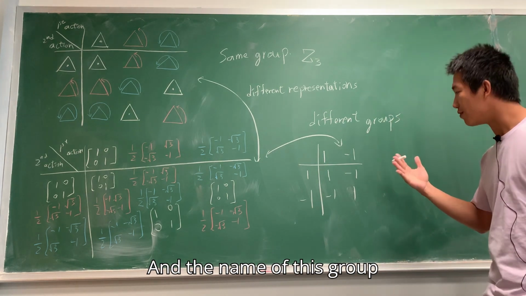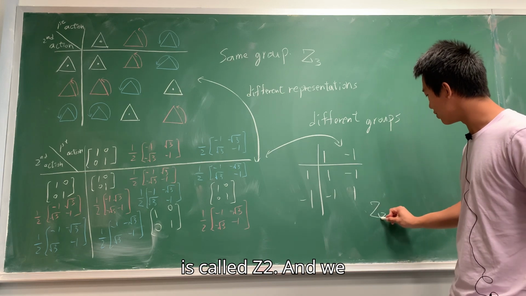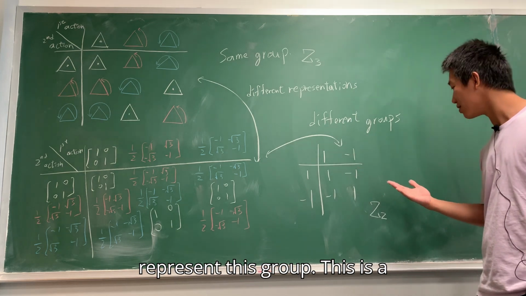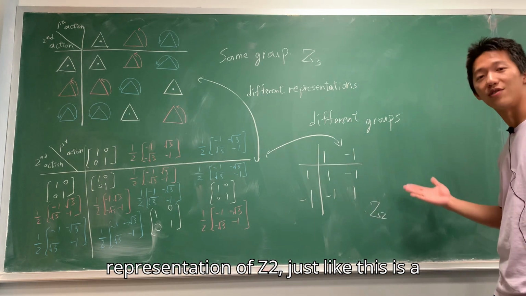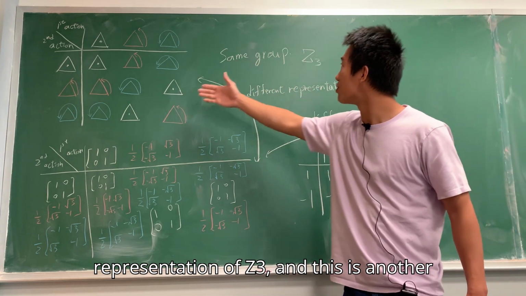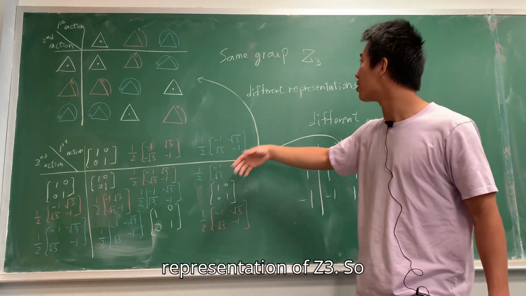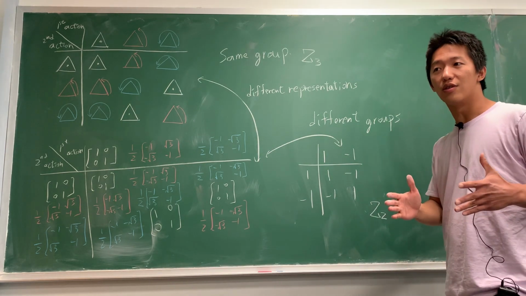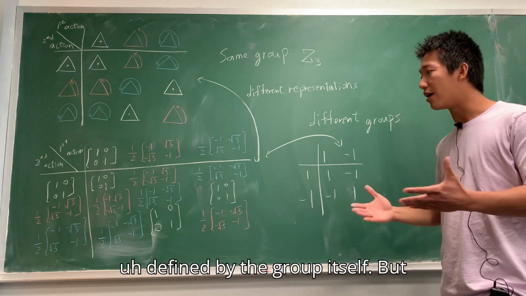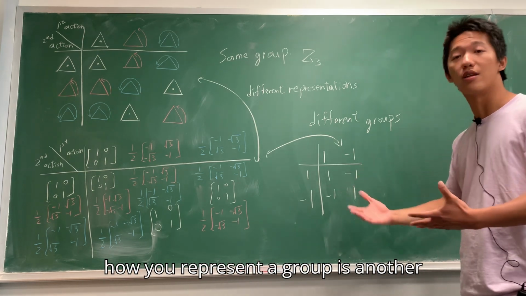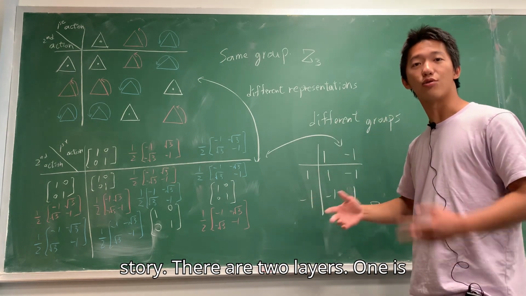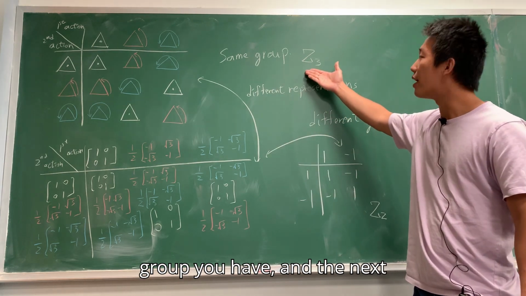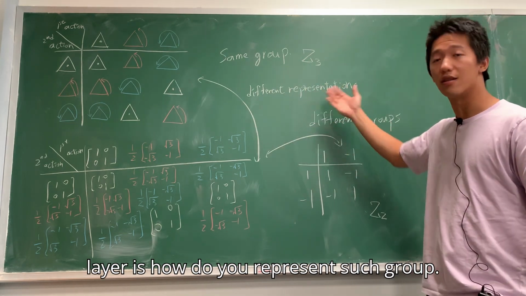The name of this group is Z2. And we don't always need to use 1 and minus 1 to represent this group. This is a representation of Z2, just like this is a representation of Z3, and this is another representation of Z3. So we see that the symmetry is defined by the group itself, but how you represent a group is another story. There are two layers. One is what symmetry you have, which is what group you have, and the next layer is how you represent such a group.